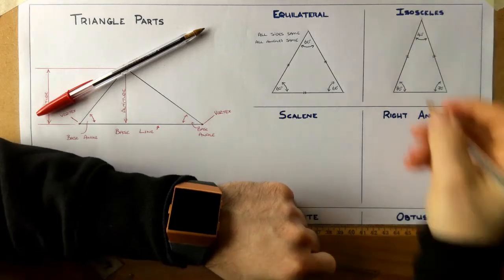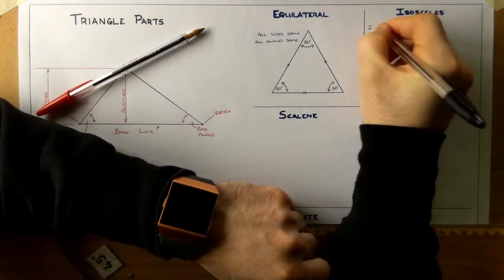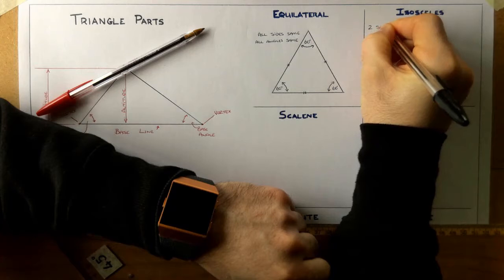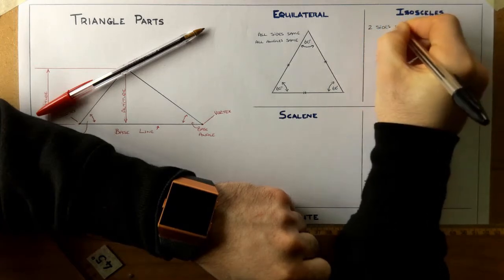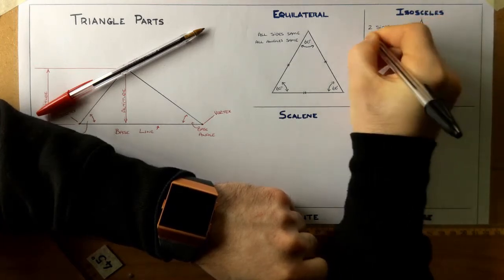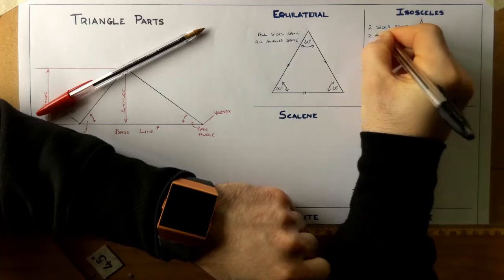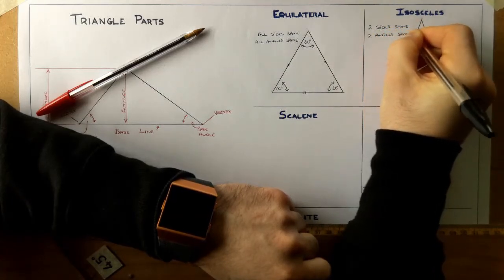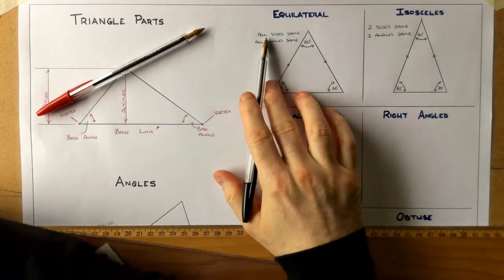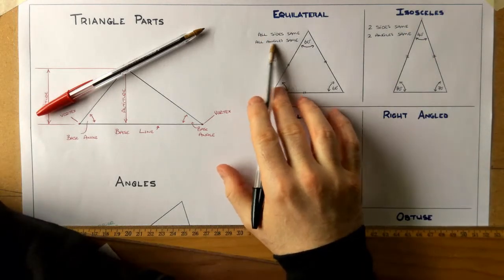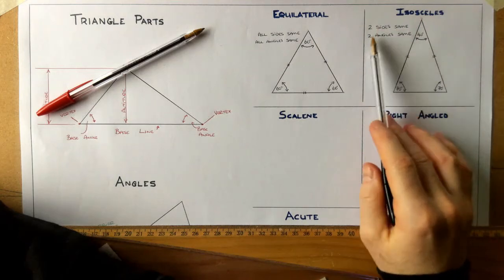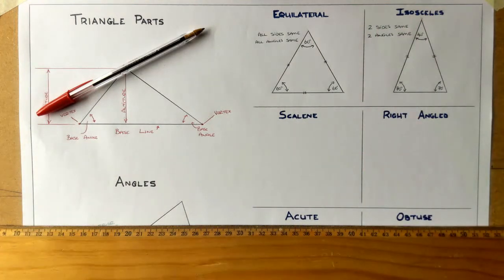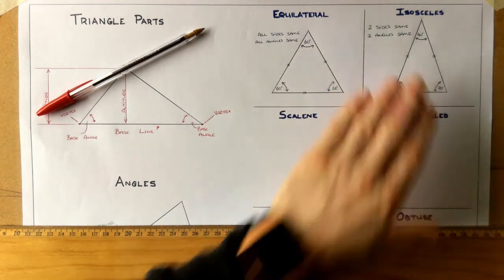Okay, so in that case, 2 sides same, and then 2 angles same. Okay, so you can see this one, 3 sides or all sides are the same and all angles are the same, and in this one it's 2 sides and 2 angles. Okay, so that's the difference between an equilateral and an isosceles.